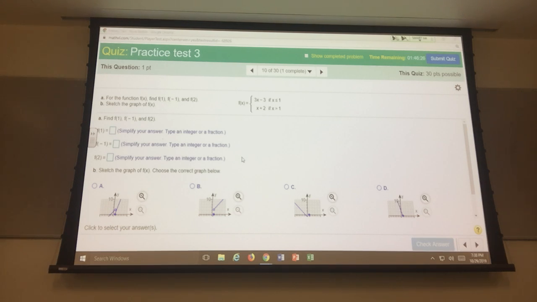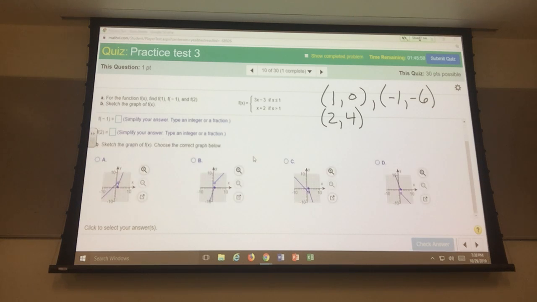So, let's see, we had points 1, 0, negative 1, negative 6, and 2, 4, right? So if we know points already, that can help us pick the graph. Also, look at the inequalities and see what kind of closures they should have, right?